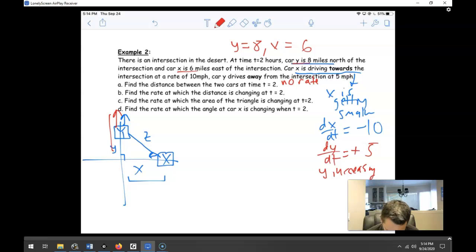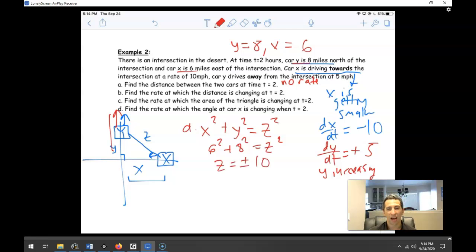So when I want to find a, I know x squared plus y squared equals z squared. So 6 squared plus 8 squared equals z squared. So you get z is plus or minus 10 with the square root. Obviously, we're not going to have a negative distance, so we're going to take z equals 10. In terms of units, that should be in terms of miles.